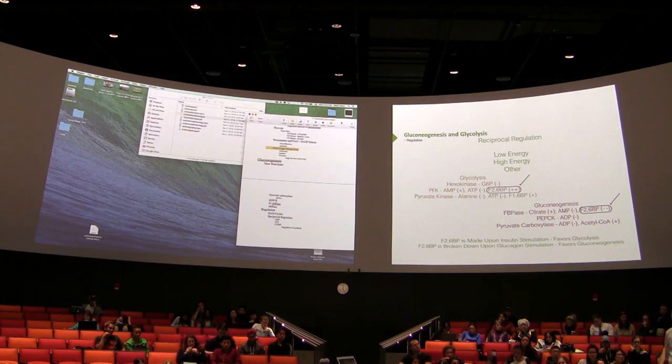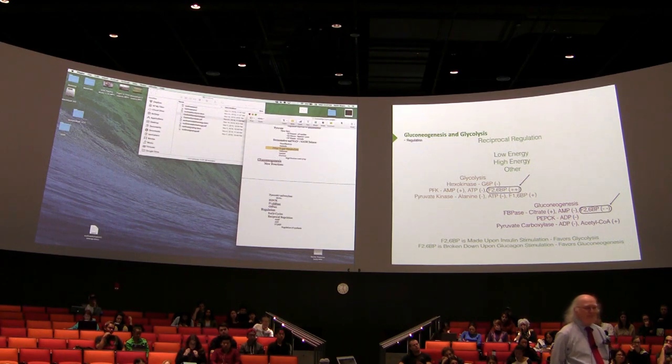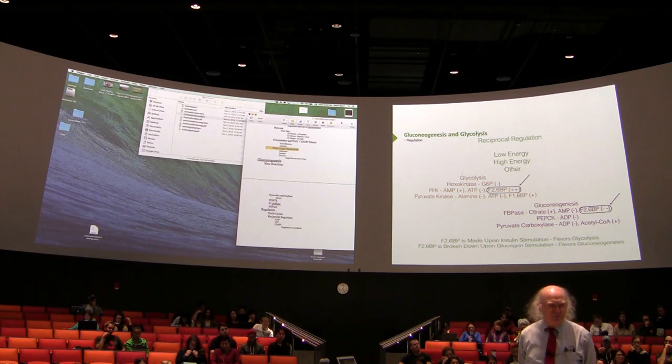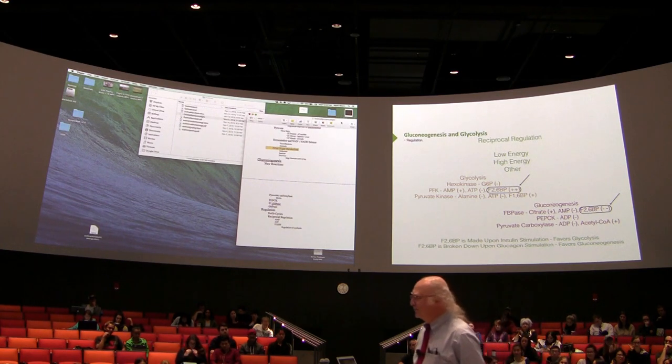So, low energy molecules turn on gluconeogenesis and high energy molecules turn it on? Does that confuse you? A little bit. Okay, he's a little bit confused. He's on the right track. Anybody else a little bit confused?